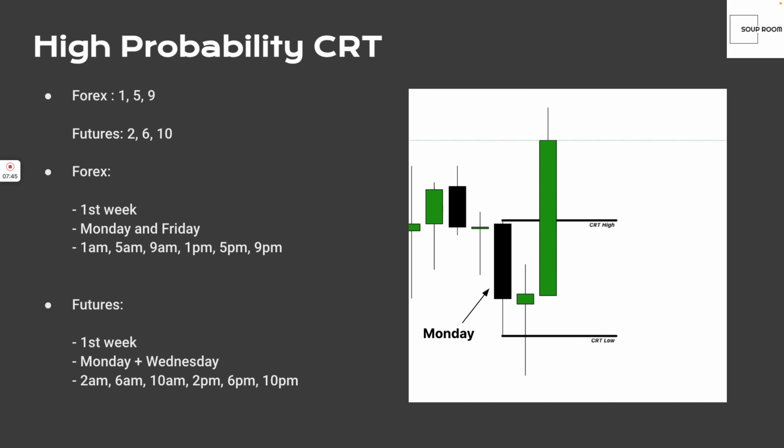So let's look at some high probability CRTs. For Forex, the magic numbers are 1, 5, 9. For futures, the magic numbers are 2, 6, 10. For Forex, it's 1 a.m., 5 a.m., 9 a.m., 1 p.m., 5 p.m., 9 p.m. For futures, it's 2 a.m., 6 a.m., 10 a.m., 2 p.m., 6 p.m., 10 p.m. These are specific times on the 4-hour chart in which you want to be looking for CRT ranges.